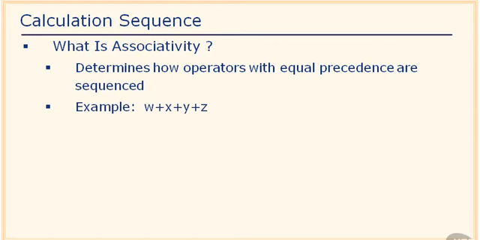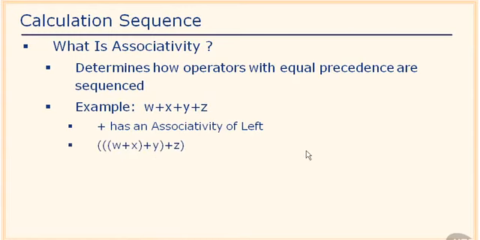I'm adding 4 variables together, w plus x plus y plus z. Now, what's going to happen with associativity is that the plus sign has an associativity of left. All right, so it's left associative, and so it is simply going to go to the far left of the equation that has all the pluses and work its way out from there. And this is what it would look like if we use our parentheses. All right, so if we'd used the parentheses, we would have said w plus x.